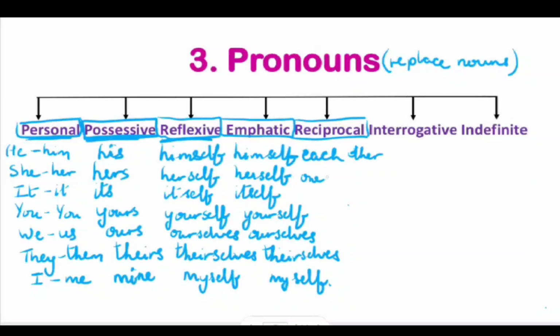And one another. Okay, this is it. Let's come to the next one, which is interrogative. Now, again, there could be a confusion between interrogative pronouns and interrogative adjectives. Again, the confusion will only be resolved with where you place it.